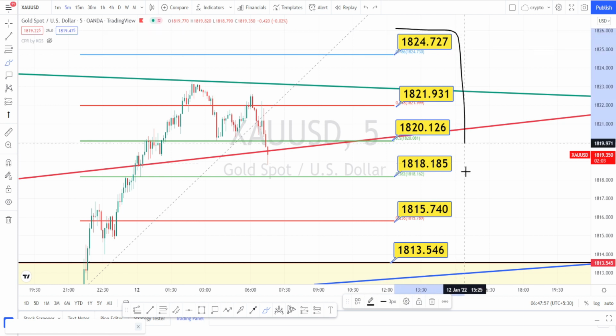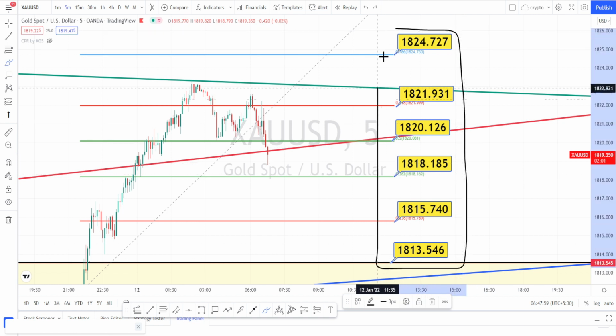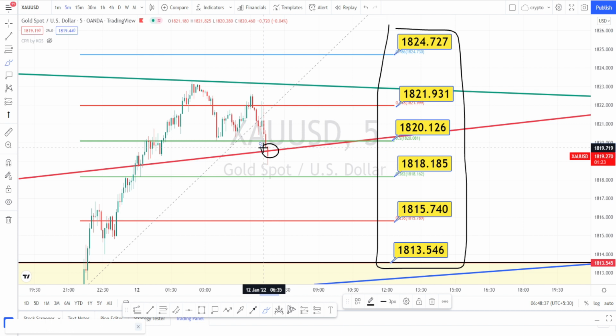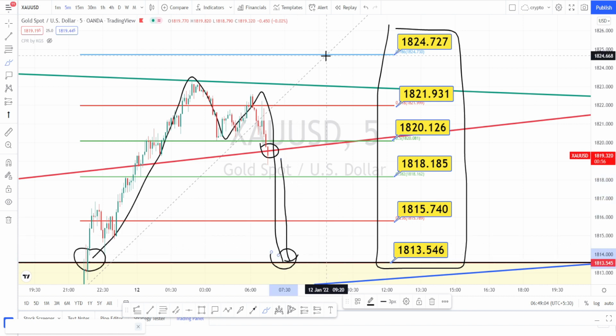So these are all the support and resistance levels in 5 minutes time frame, and the current price action has breached this support line. I am expecting the bearish trend to continue and test this support level of 1813.